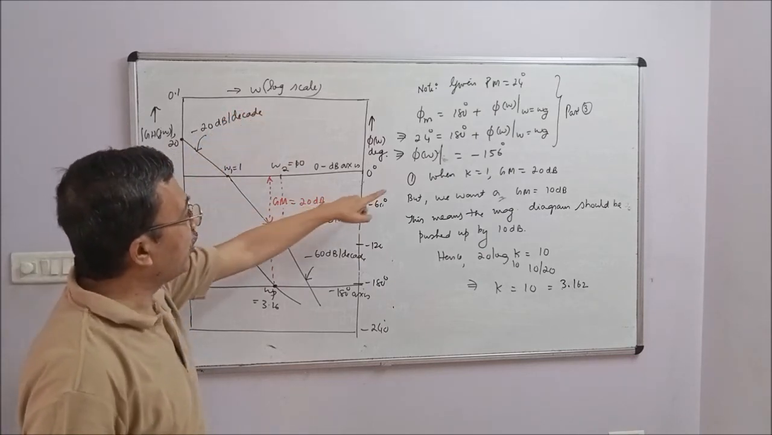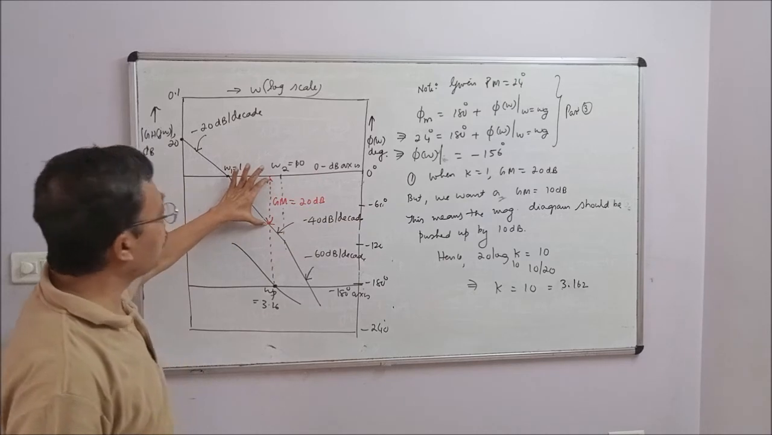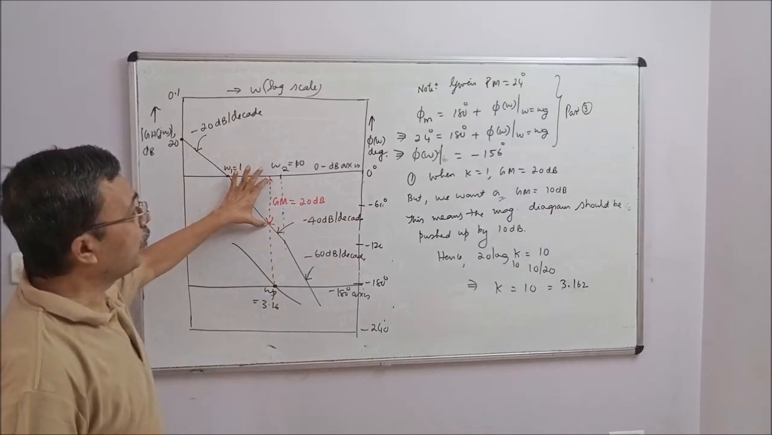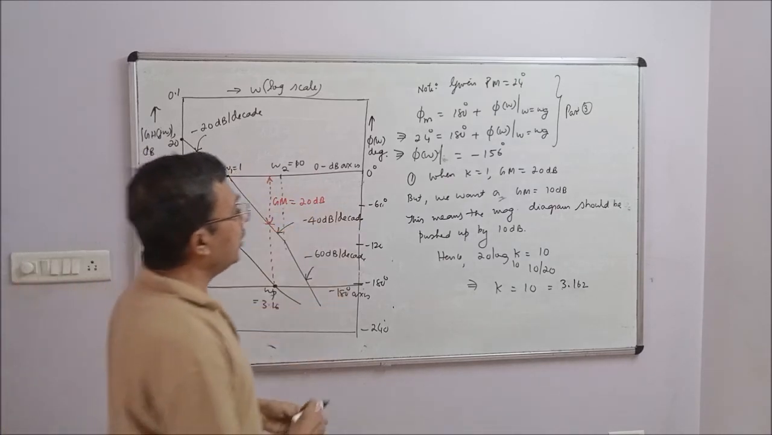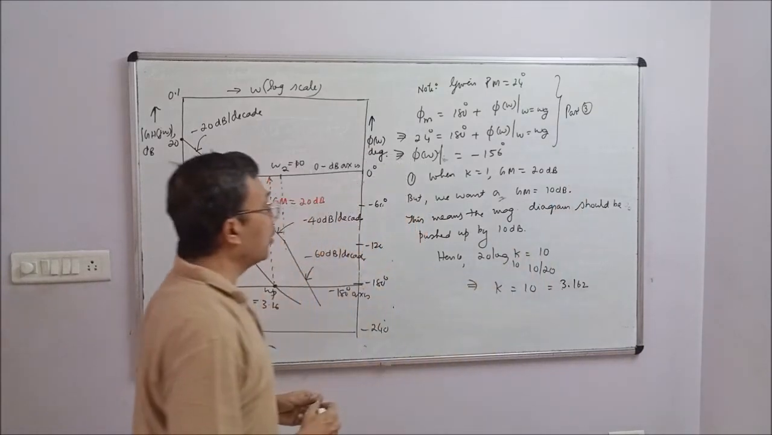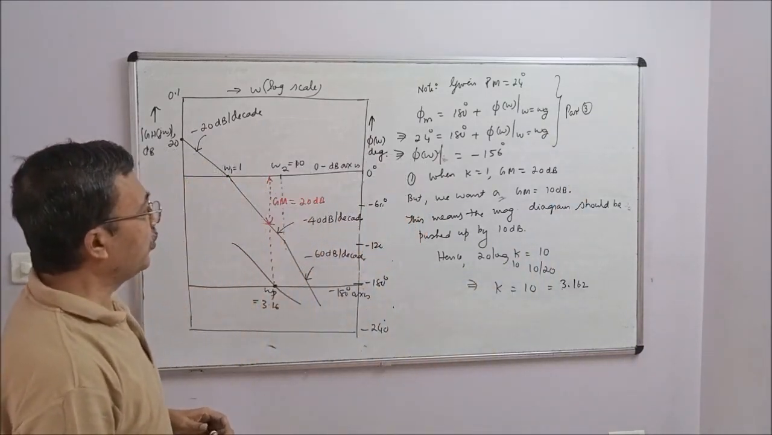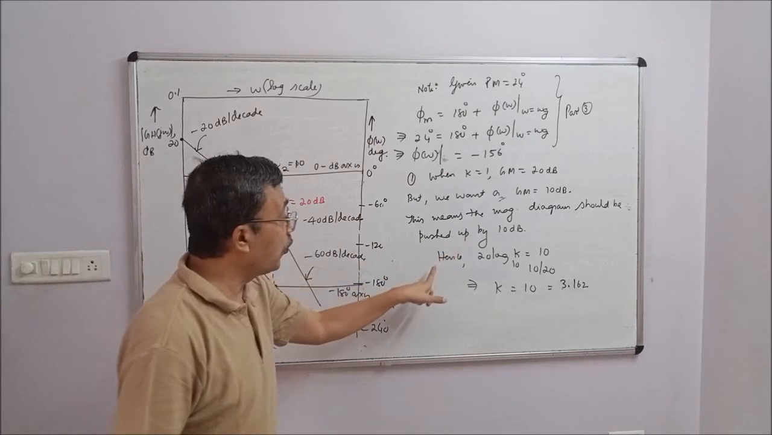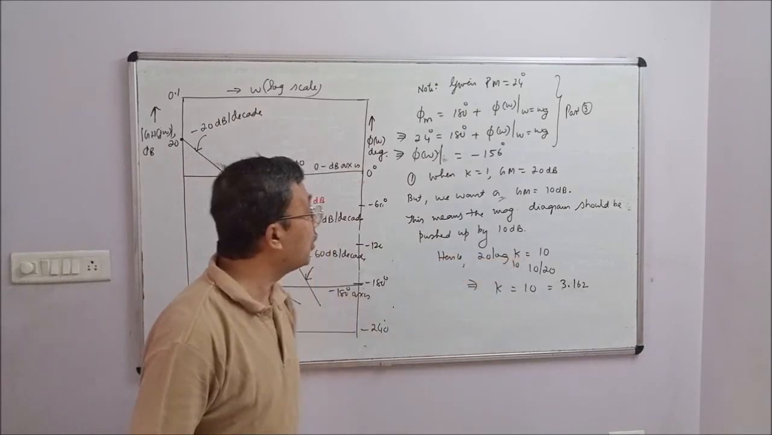10 dB. When k is equal to 1, gain margin is 20 dB. But we want a gain margin equal to 10 dB. This means the magnitude diagram should be pushed up by, sorry, by 10 dB. Therefore, 20 log k to base 10 is equal to 10.